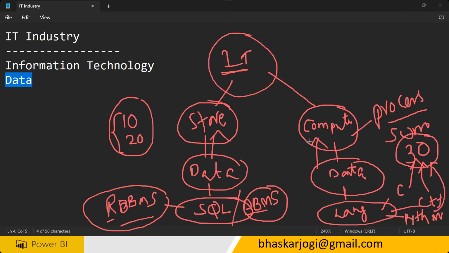Processing means computing. Computing means, in simple terminology, I wanted to find out the sum. I wanted to find out the minimum. What is the minimum? Minimum is 10. I have only two numbers, so I will be able to do it very quickly.